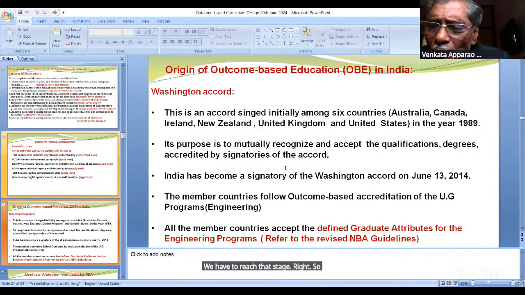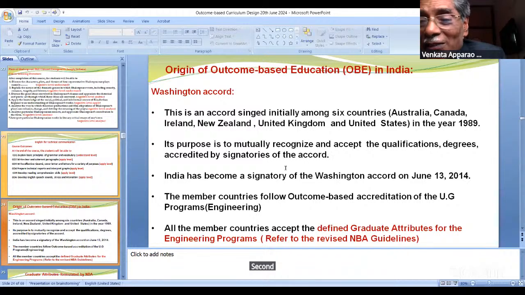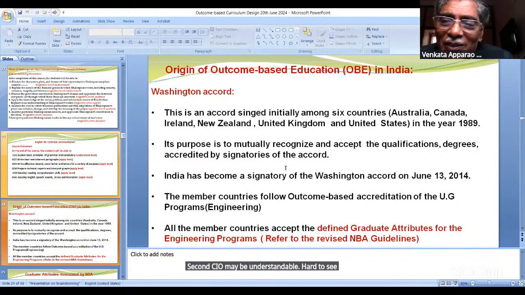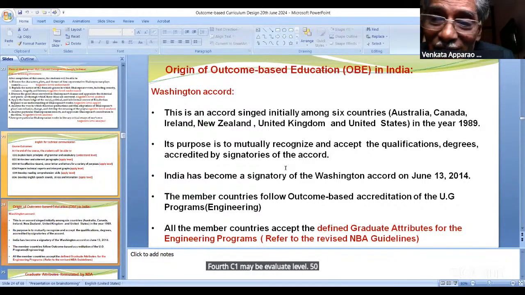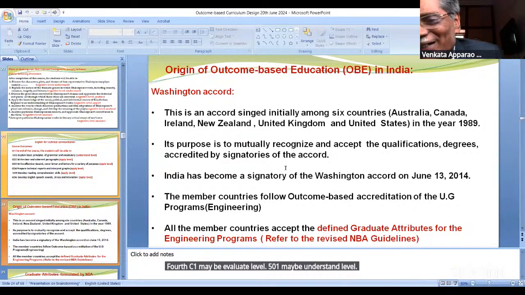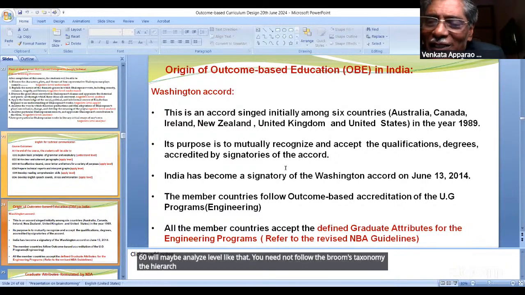So now you are summing up the entire thing. Even the first unit can have apply level. First CO may be apply level. Second CO may be understand level. Third CO may be analyze level. Fourth CO may be evaluate level. Fifth CO may be understand level. Sixth CO may be analyze level, like that. You need not follow the Bloom's taxonomy hierarchy when you write the cognitive levels. That is very, very clear.